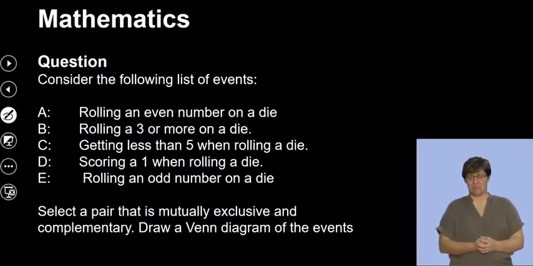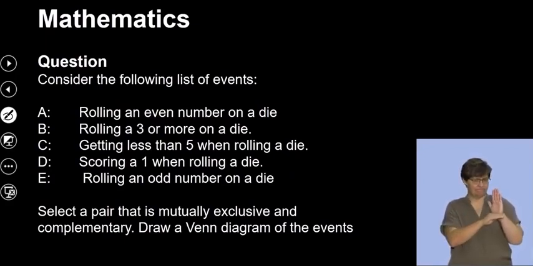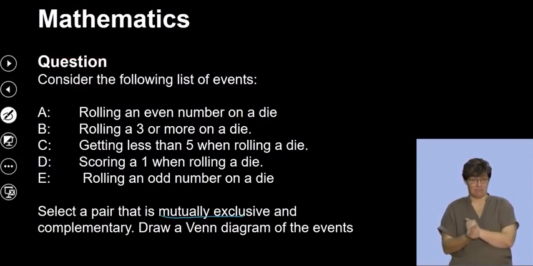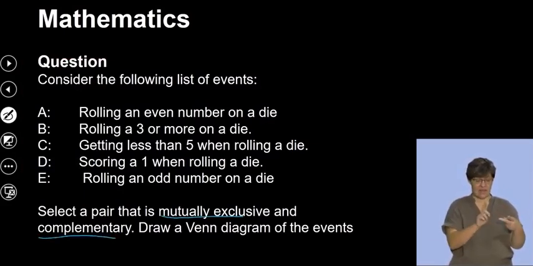Have a look at this question. It says, we're given a list of events. There are 5 events in total, and it's all to do with rolling a dice. And from this list, we need to select a pair of events that are going to be mutually exclusive and complementary. Well, that's quite an interesting thing. So let's just make sure that what we've got here is very clear.